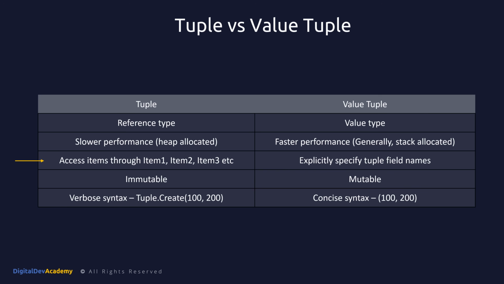With standard tuples, you're stuck with Item1, Item2, Item3, and so on. With value tuples, you can name your fields, making your code far more readable. Standard tuples are immutable. Value tuples are mutable. Standard tuples have verbose declaration syntax, and value tuples are concise and clean. For all of these reasons, value tuples are the recommended choice in modern and greenfield projects.